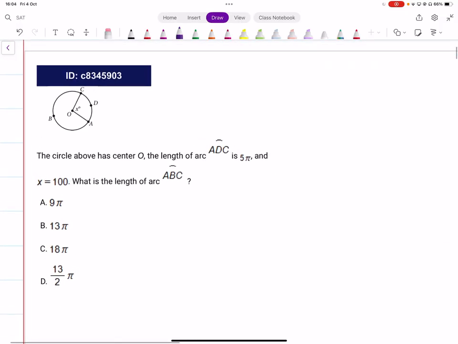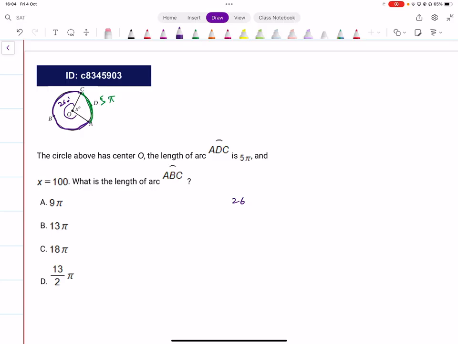Okay, the circle above has center O and the length of arc ADC, that is 5 pi. So this length is 5 pi. And x equals 100. What's the length of the arc ABC? Okay, that's the arc that we're talking about. ABC, what's the length of that arc? X is 100. So what's the remaining angle?